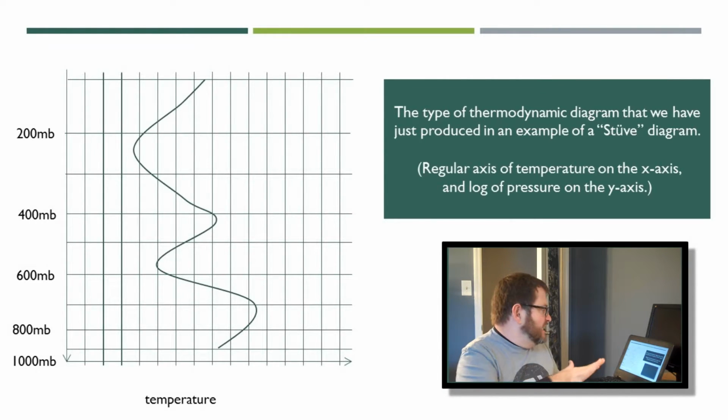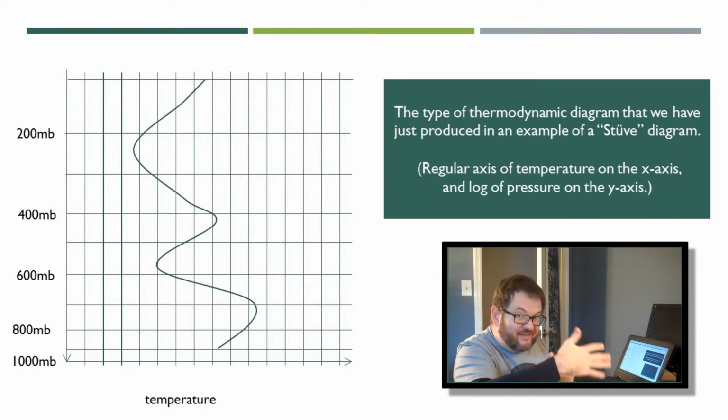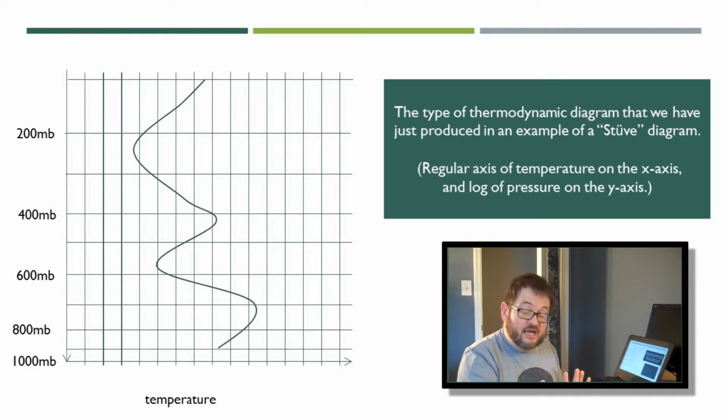And as it happens, it has a perfectly regular x-axis with nothing fancy going on. And the x-axis is temperature when it's a Stüve diagram. And the y-axis is related to the log of pressure. It's the log of pressure, but reversed. Okay. It's called a Stüve diagram.